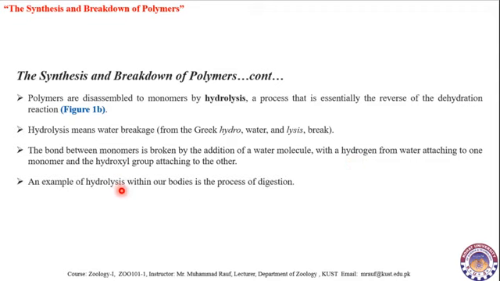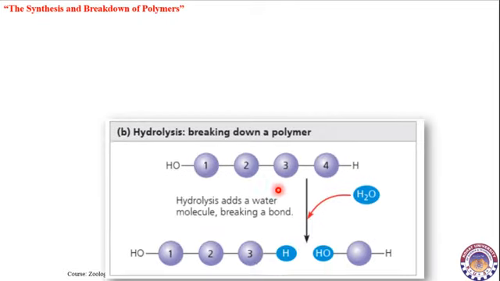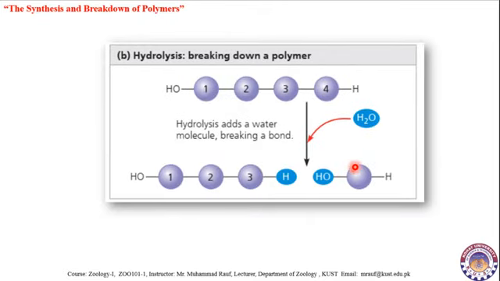An example of hydrolysis within our bodies is the process of digestion, the breakdown of food materials. Here you can see a representation of the process of hydrolysis, in which polymers are broken down into monomers. You can see this process occurs in the presence of water. A water molecule breaks down, and a hydrogen is given to one monomer and hydroxyl to another monomer.